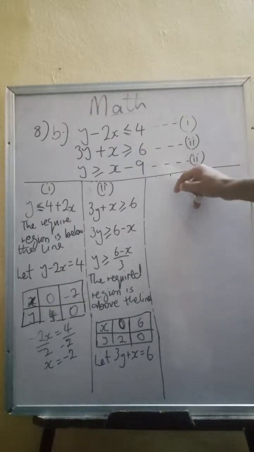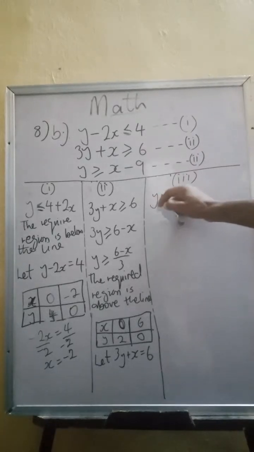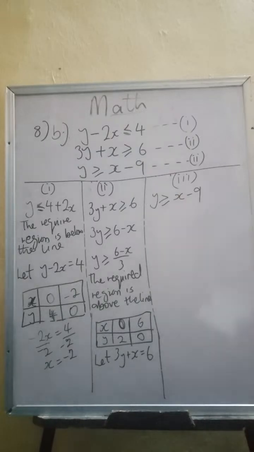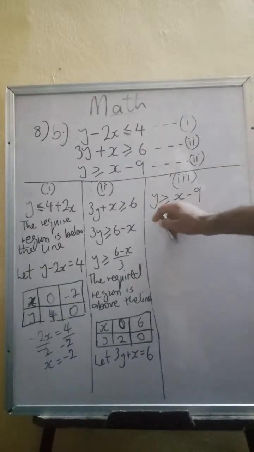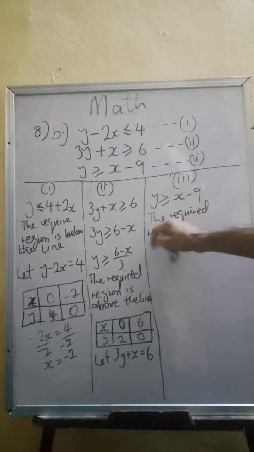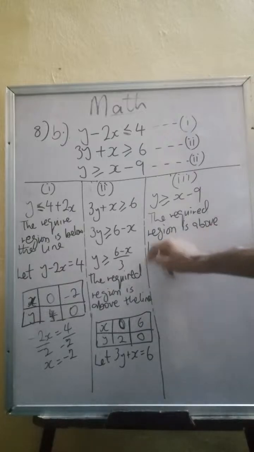Now moving on to the third. You have y greater or equal to x minus 9. Okay, so that means the region has been given already, and since it's above, then we'll say the required region is above the line.